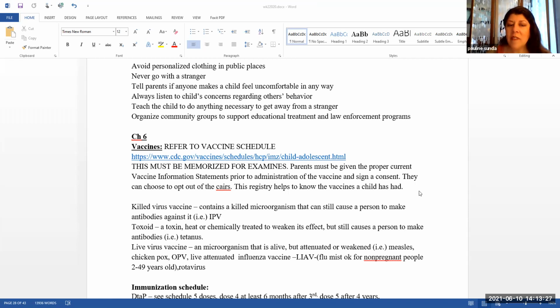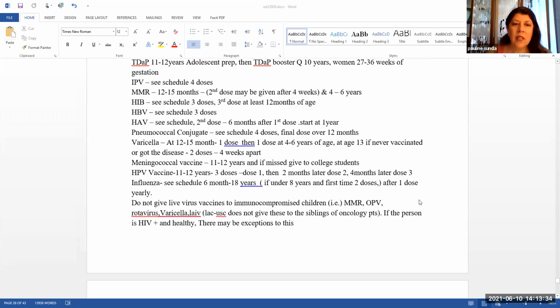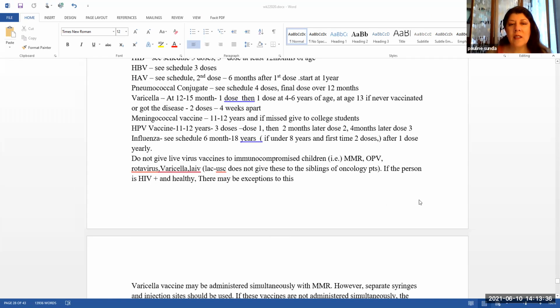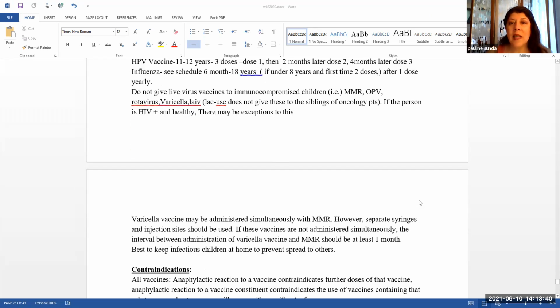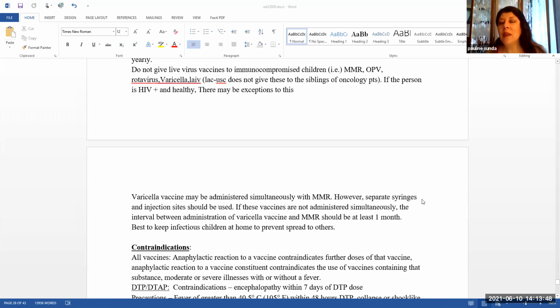So most often live virus vaccines are not given to people that are immunocompromised. We already talked about going over the vaccine schedule, so please go ahead and do that on the CDC website. Just already mentioned the live virus vaccines. Oh, by the way, there may be exceptions to this rule if the child is HIV positive and healthy. So that might be the exception to the rule.